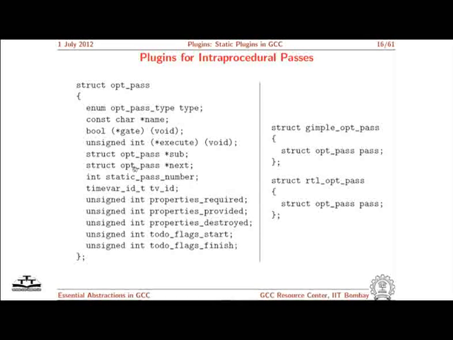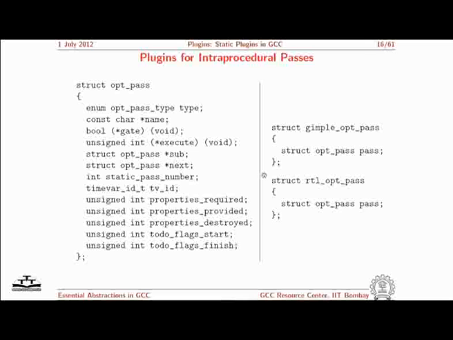But later people realized that maybe we should have a separate specification for Gimple and RTL. So therefore they couched the whole thing into a new structure. So Gimple opt pass now is a structure with a single field, which is nothing but a struct opt pass. Okay, and similarly we have RTL opt pass.